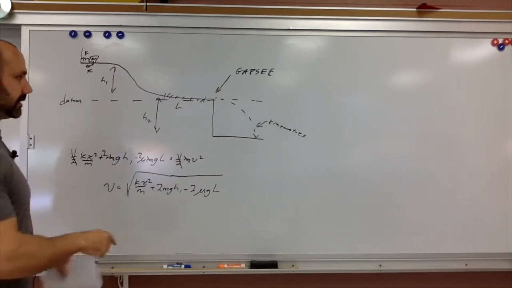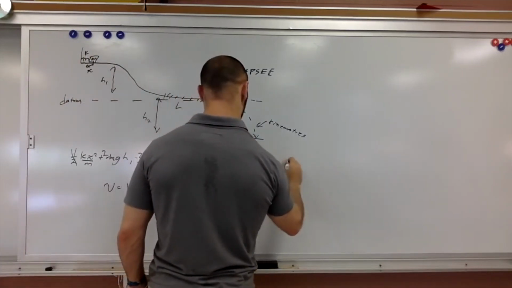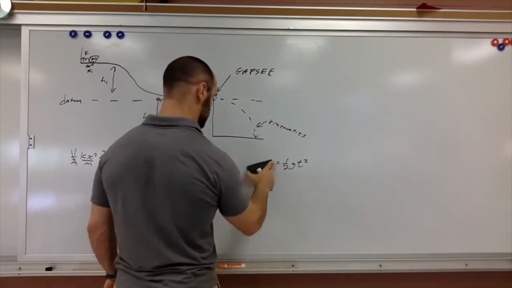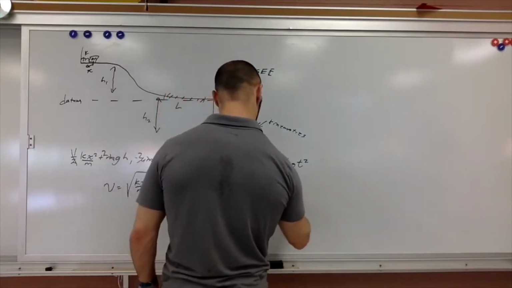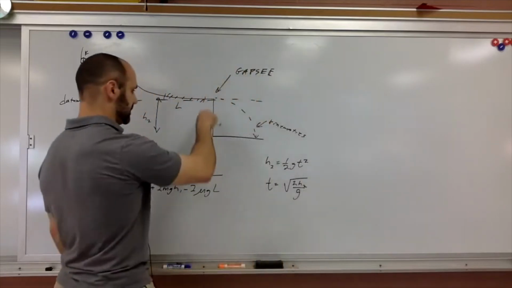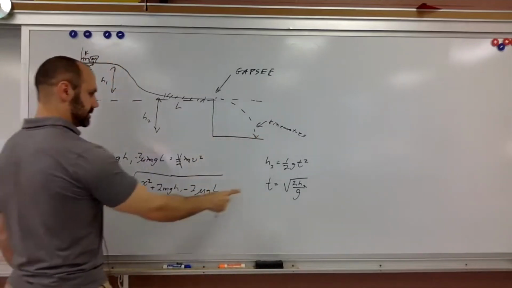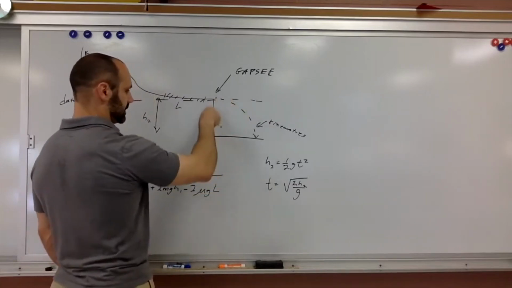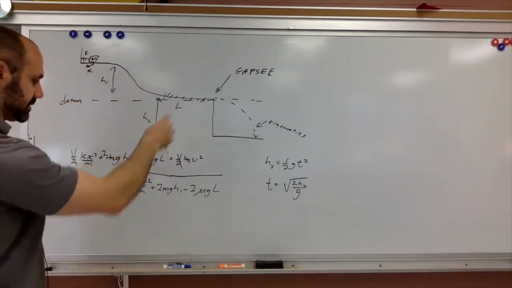Now I want to find out how long it is going to take for this to reach the bottom here. So y equals 1/2 gt squared, but y here is actually h2. So t is the square root of 2h2 over g. That's the time it's going to take to fall. The distance it goes then is going to be this speed times this time, because this is the horizontal speed. That horizontal speed times the time it takes to get down is going to give me the distance that it goes.